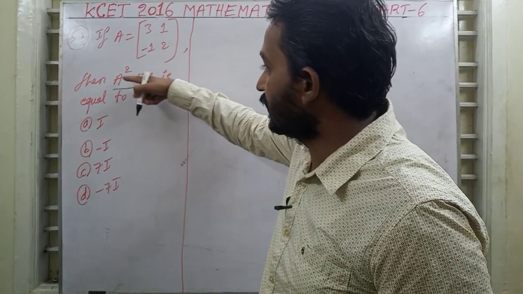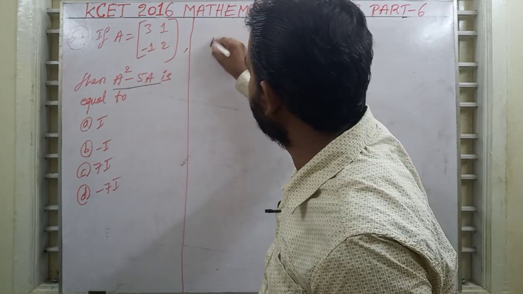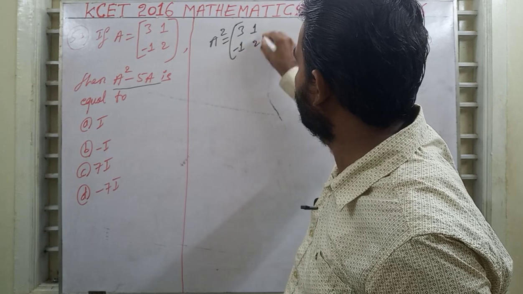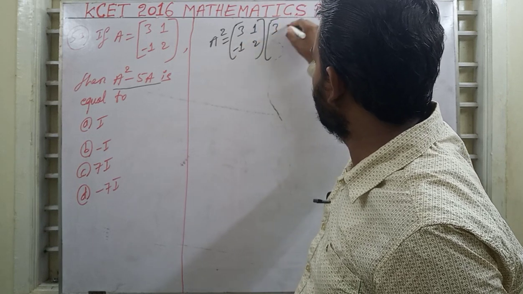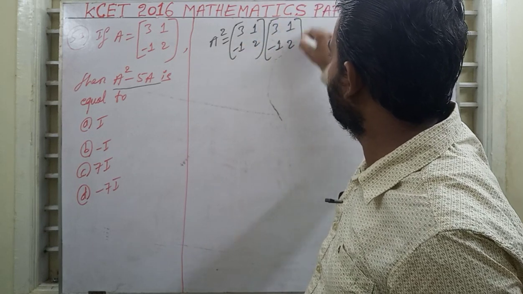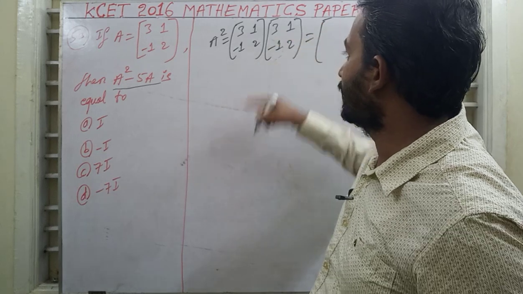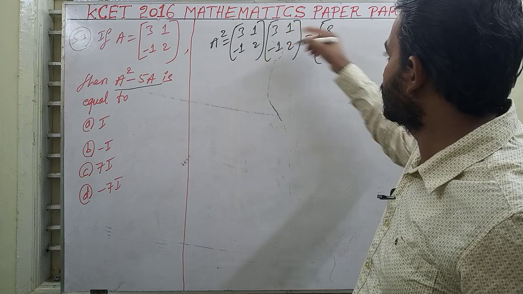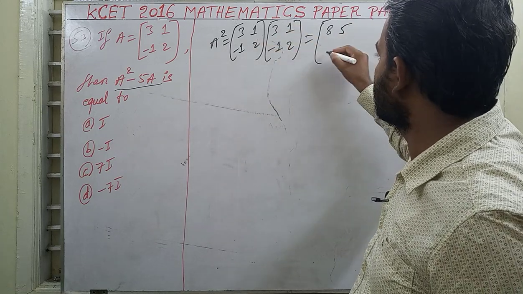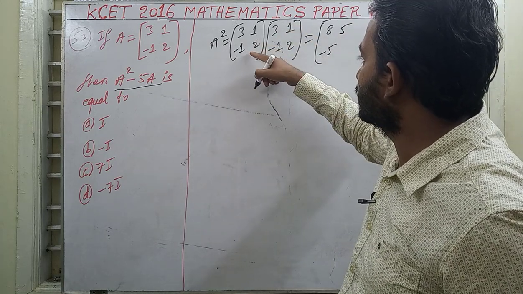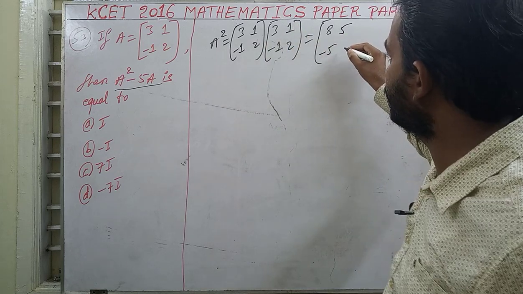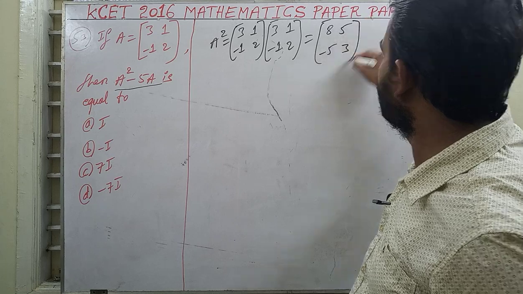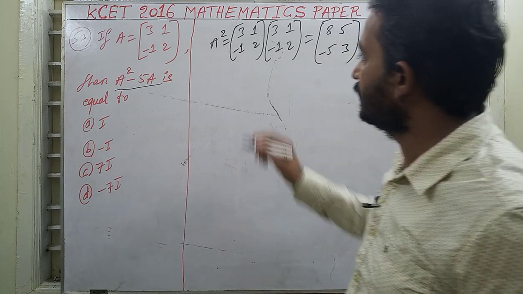So here A is given. First we have to find out A square. A square is equal to 3 1 minus 1 2 multiplied by 3 1 minus 1 2. This becomes 3 into 3 is 9 minus 1 is 8, 3 plus 2 is 5, minus 3 minus 2 is minus 5, next minus 1 plus 4 is 3. So 8 5 minus 5 3 is A square.